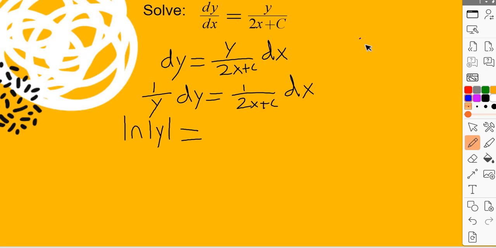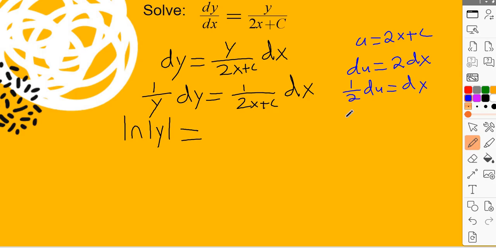U sub. So that's why we cover our integration techniques first, because all of those still apply as we are solving our differential equations. So what is our du? 2 dx. Do I have an extra 2? No. So what do I need to do with that? Make it a 1/2 with my du. So we would have 1/2 times the integral of what? 1 over u du. And what is the antiderivative of that?